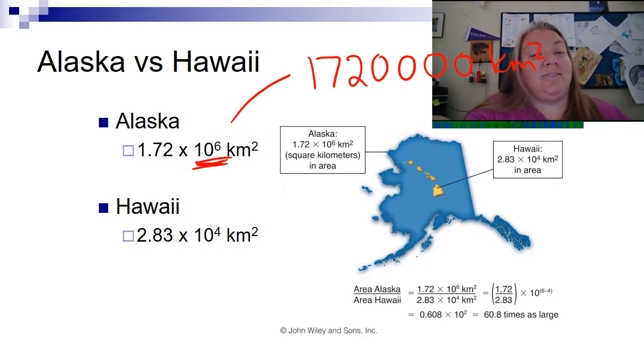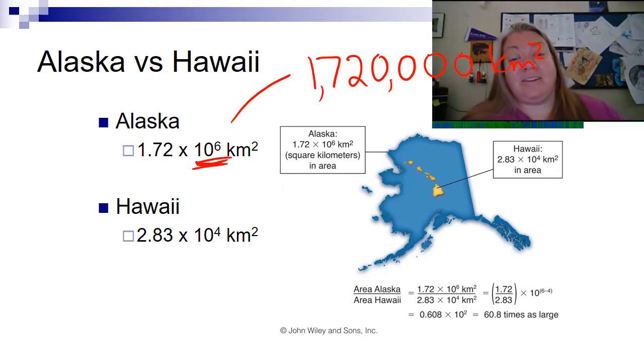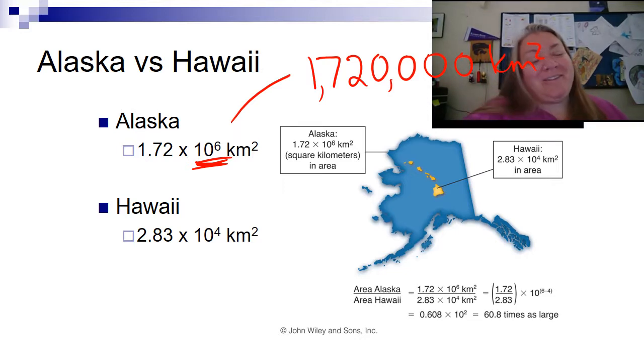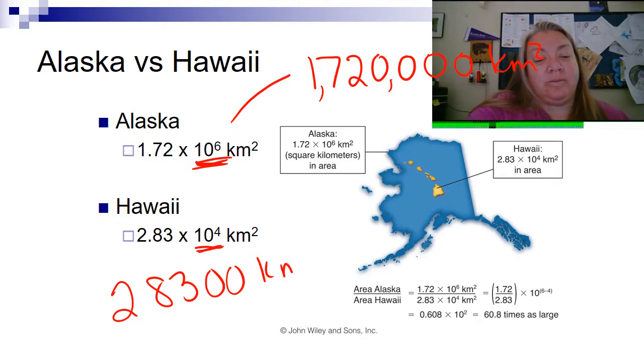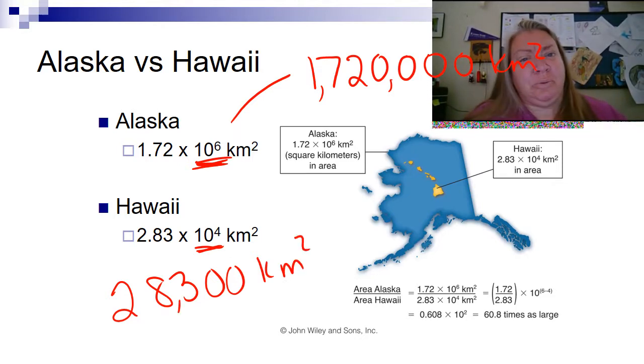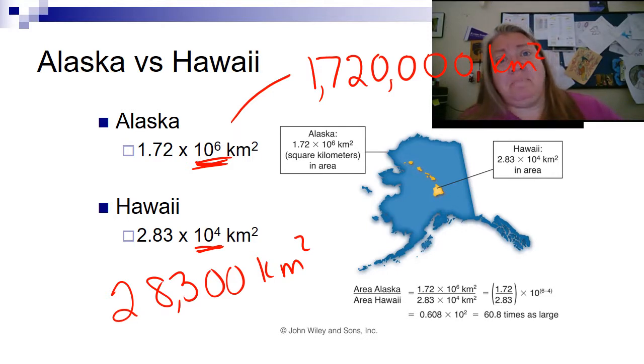We'll look to see how to name it. Hundreds, thousands, millions. 1,720,000 square kilometers. That's pretty big. Now let's go down, look at Hawaii. It's times 10 to the 4th. We're going to move it four places. 1, 2, 3, 4. Hundreds, 28,000. Ooh, there's a lot of difference between 28,000 and 1.7 million.